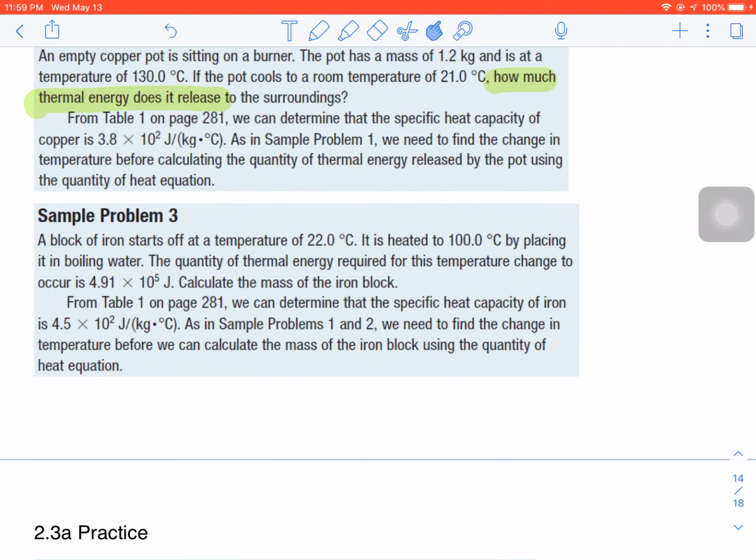Again, if I've got the iron block of metal sitting in water, it's going to be the same temperature as the water. If it's cold water, the iron will get cold. If it's boiling hot water, the iron will go up to 100. It says the quantity of thermal energy required for this temperature change is 4.91 times 10 to the 5 joules. That's how much energy the iron needs to absorb. The question is, how big is the iron block? How much mass does it have?